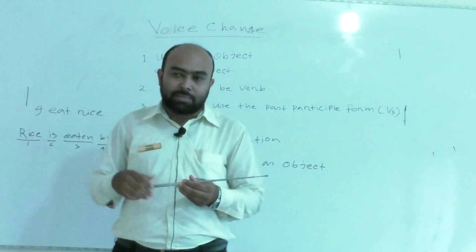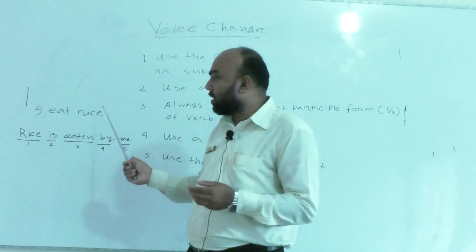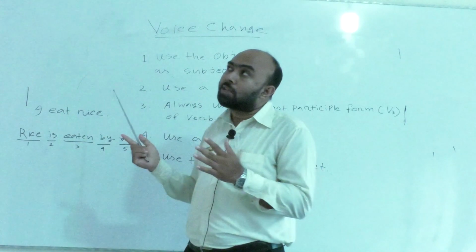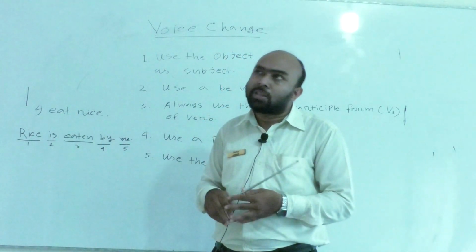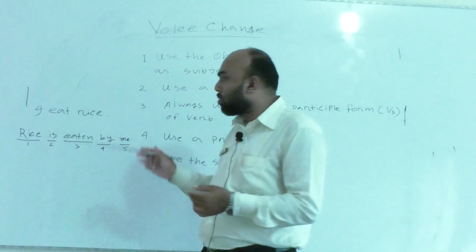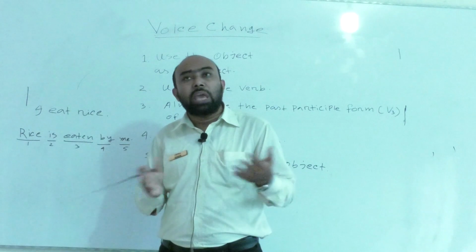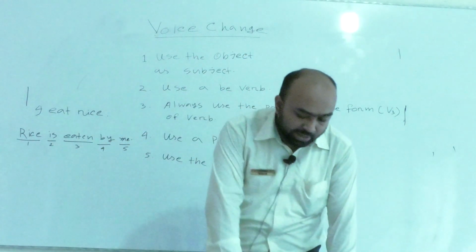Say for an example, whatever I have written here, I eat rice. This one you can easily understand. This one is an example of present indefinite tense. So what is the next tense? The next tense is present continuous. So what are the be verbs of present continuous? Am, is, are. That's why you have written here is. I'm giving you another example.